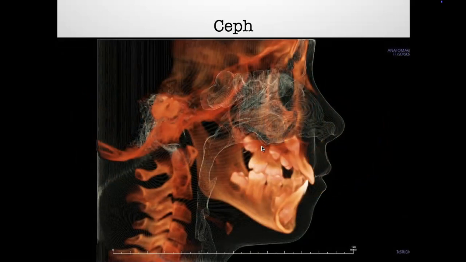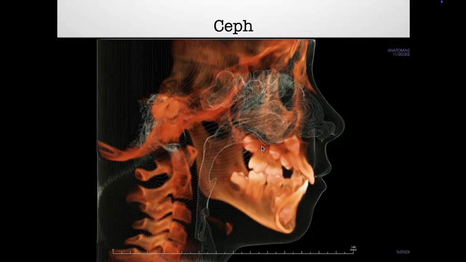Okay, so we're going to look at the Ceph. And obviously, if you're not taking cone beams, then your Ceph is going to look different. So this shows us our depth of bite. We can see here that we initially thought our lower incisors were upright based on what we're seeing in the photos.